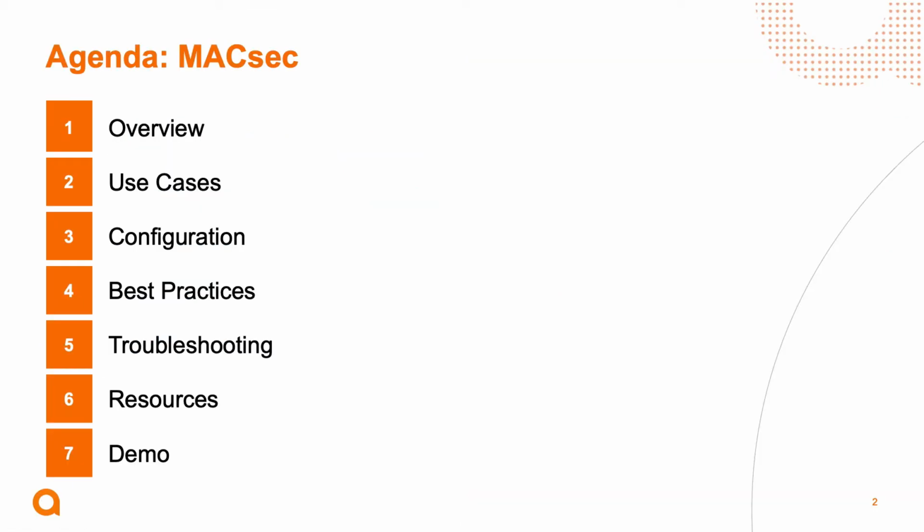So MACsec is a new feature that we're introducing with the CX product line. The 32 port 8360 has 4 MACsec ports that can operate at both 10 gig or 25 gig. And so let's go ahead and talk about MACsec.